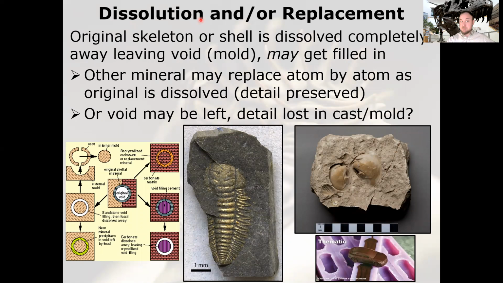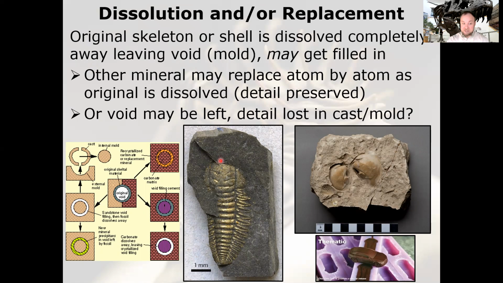Dissolution or replacement is pretty similar, where the original skeleton or shell is dissolved completely away and it leaves a void, and that void may or may not get filled in. In this case, this trilobite skeleton dissolved away and it was replaced by pyrite, by fool's gold, and we have this pretty great metal trilobite. It's really cool. This is from the Beecher trilobite beds in southern New York State.